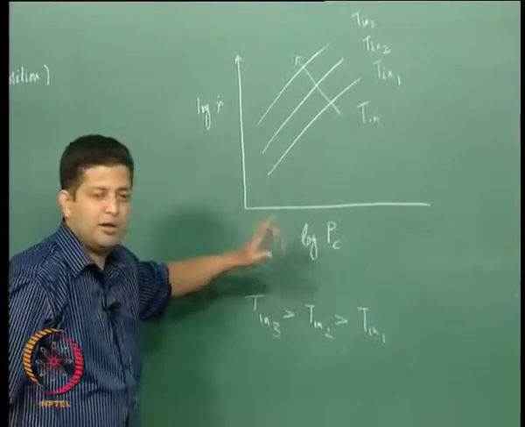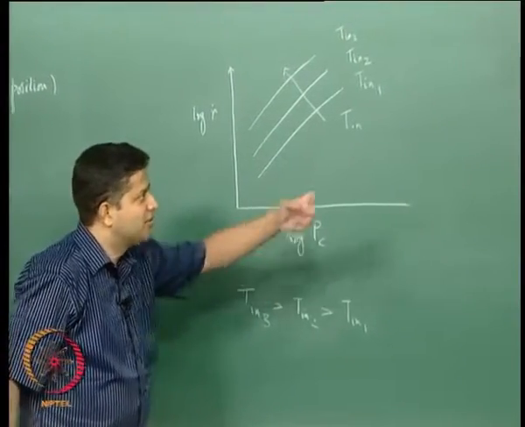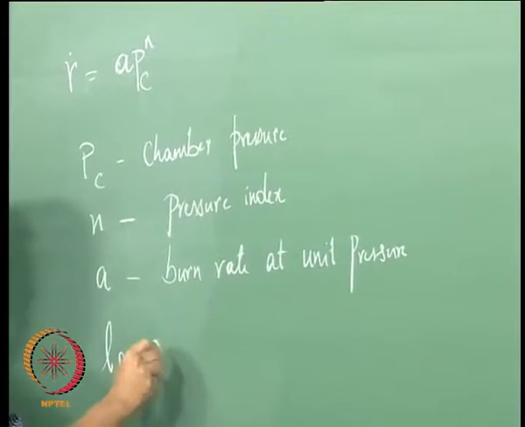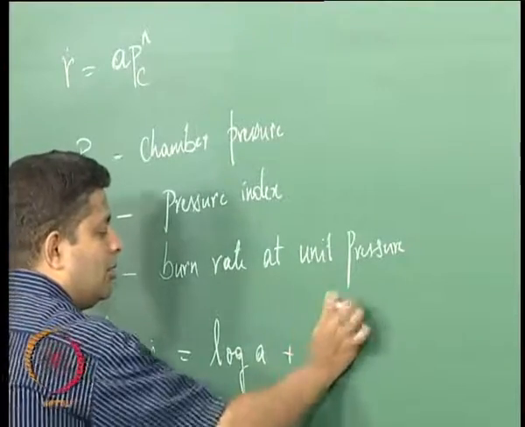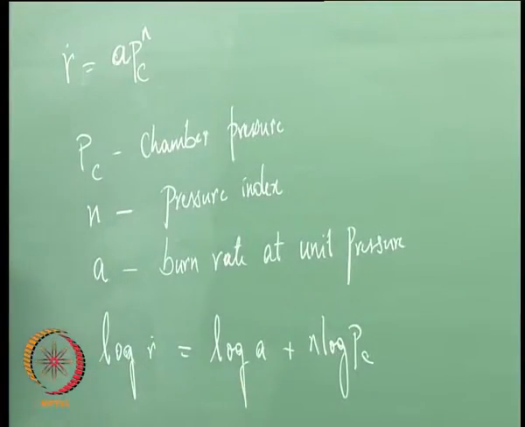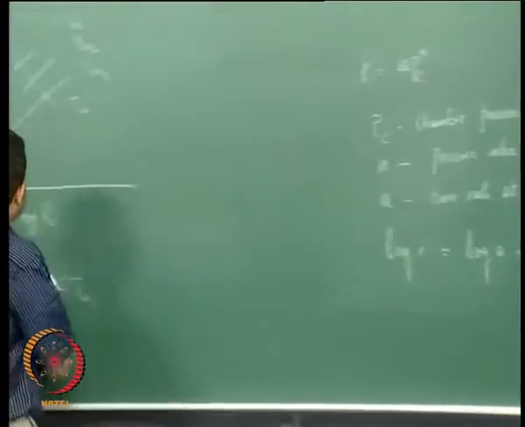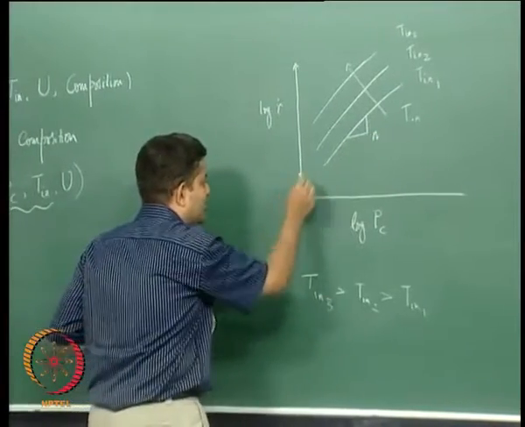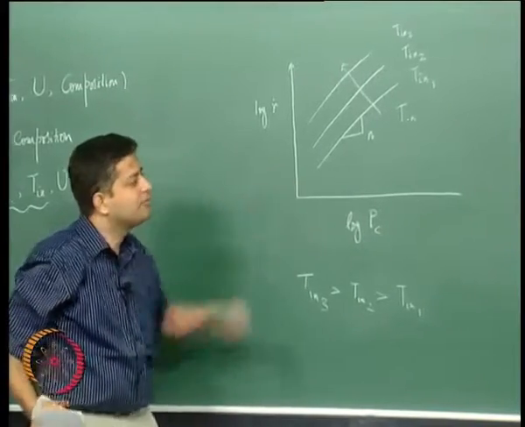As I said, if you plot on a log-log plot anything that follows a power law, it will be a straight line. So, if you take log of that, you will get log r dot is equal to log a plus n log Pc. So, n is the slope and a is the burn rate at unit pressure. So, the slope of this will be n, and its intercept on the y axis will be the unit burn rate. Okay.